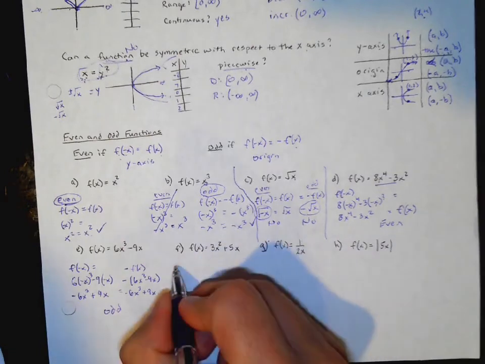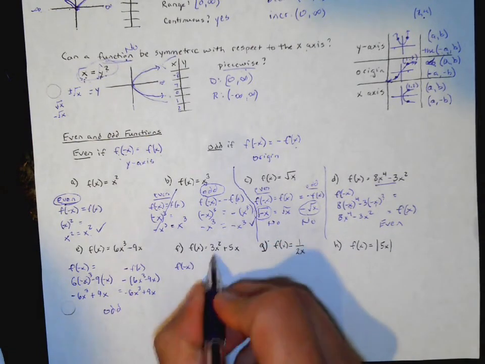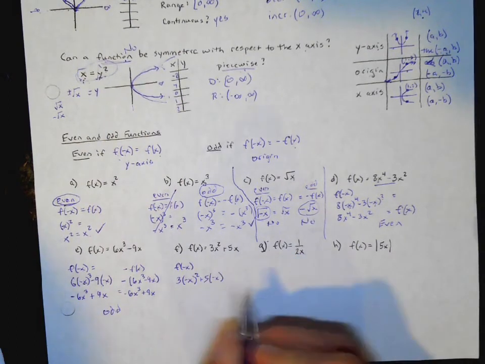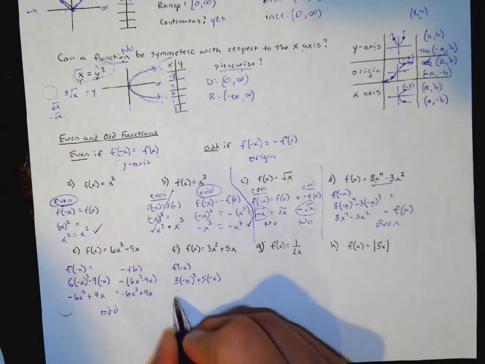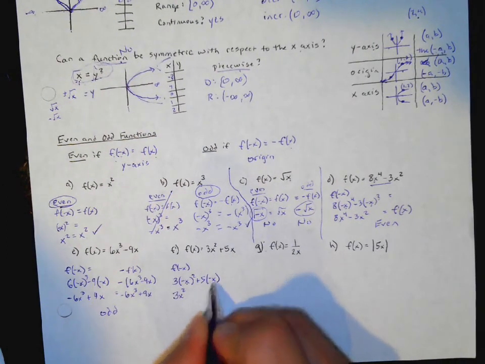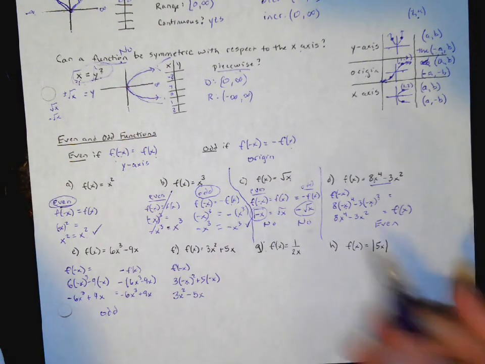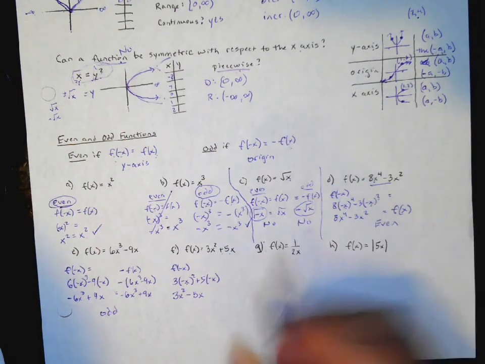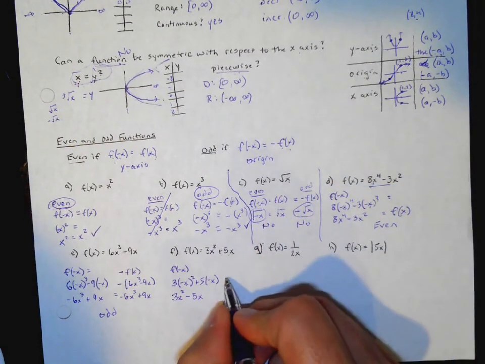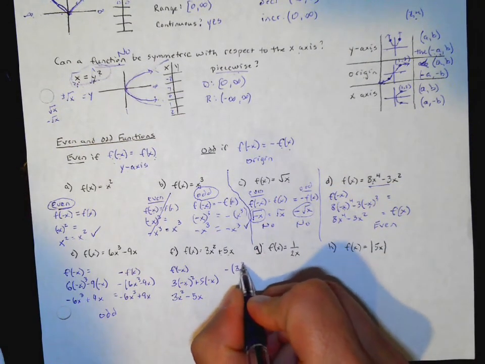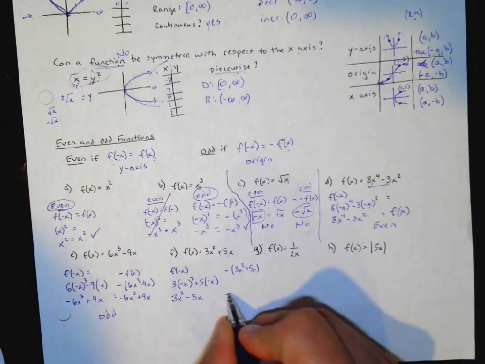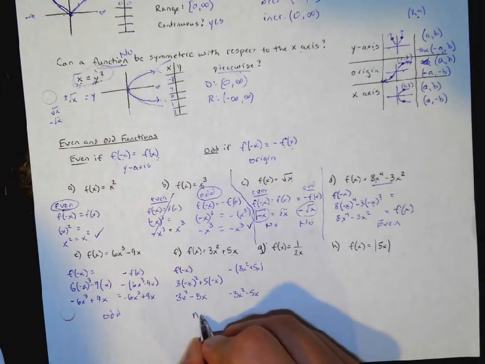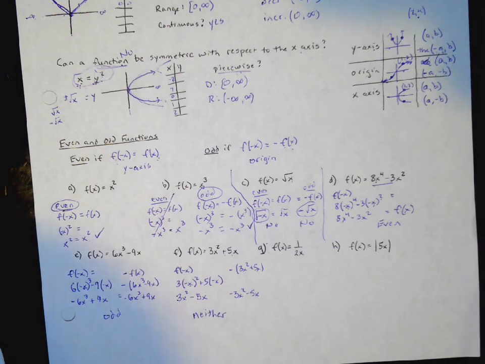Okay, so find f of negative x first, plug it in. 3 times negative x squared plus 5 times negative x. Negative squared makes it positive, so this would be 3x squared. And a positive times a negative is negative 5x. So it's not equal to my original. It's not equal to f of x, so it's not even. Let's check this one. If I put a negative in front, so negative of the 3x squared plus 5x makes that negative 3x squared minus 5x. Not the same there either. So it is neither odd nor even. So it's neither of them there.